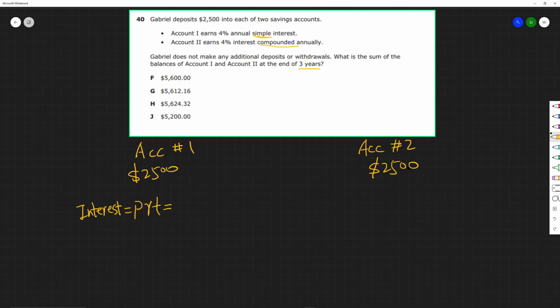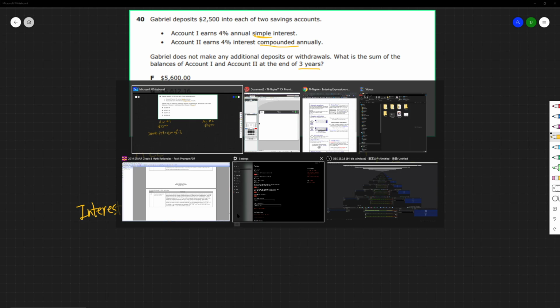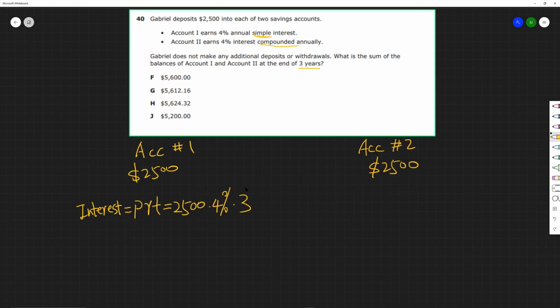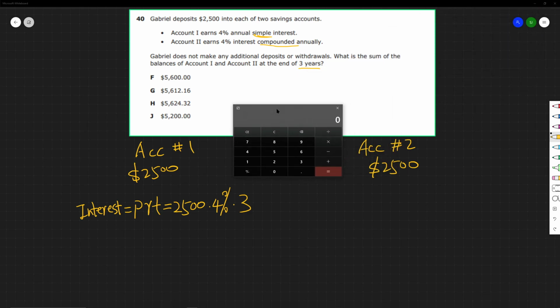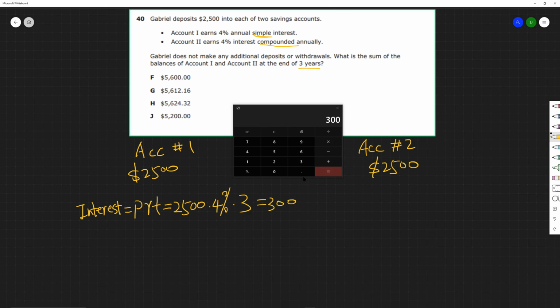P is the original deposit, which is $2,500. R is the rate, which is 4%. And T is the time, 3 years. So let's do the calculation. 4% is 0.04, and then times 3. That gives us 300. So the interest he earned is 300.